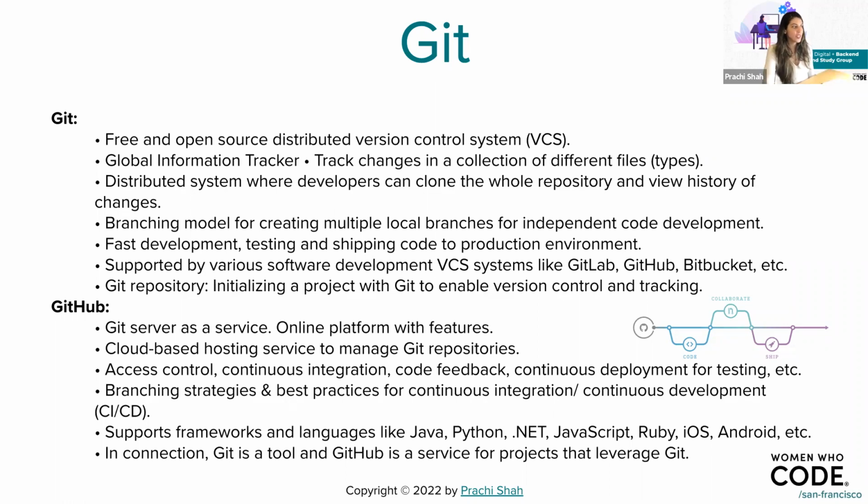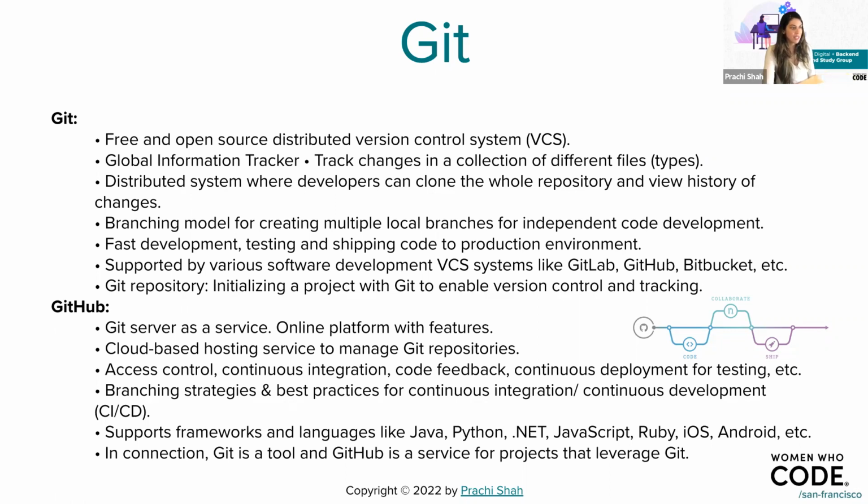GitHub then is Git server as a service. Basically, it's a platform which supports Git and gives you all sorts of features out of the box, so you can version control your source code. It's an online platform, so you can just go to github.com and start. You can have your project, enable it with Git, and get all features of the GitHub platform. It's a cloud-based hosting service to manage Git repositories. So your code is on a cloud server, which is your GitHub, and different people can access it and manage the code as well.